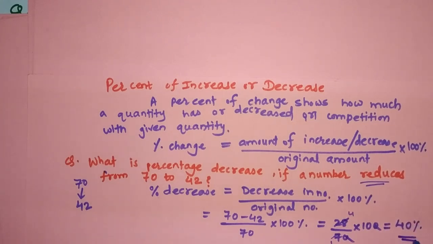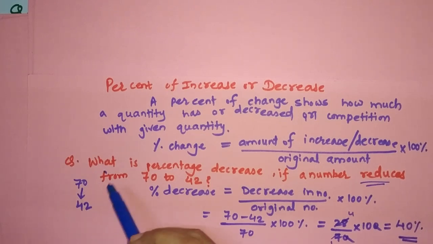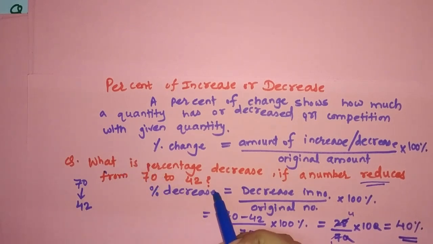So here friends, this 40% is the percentage decrease, because the value fell from 70 to 42. So we have taken the change in the value, that is, it was 70 and then changed to 42. So its difference we have written, and then we compare it to the original one, and finally we got a percentage decrease.